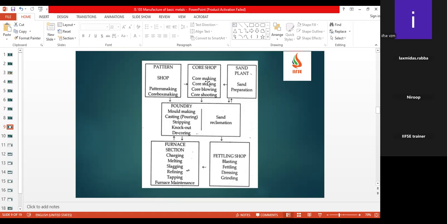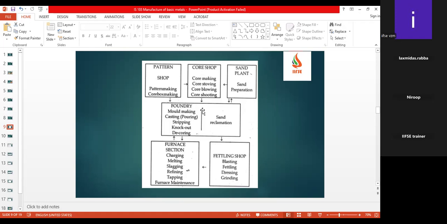For example, if you take any small valve, like you see in our home also, the hollow section within the valve, we call it the core. When I say pattern, the outer part of the valve which you are physically seeing, that is the pattern. Then sand plant, sand preparation. Basically they use sand for creating these patterns where we pour the molten metal to get a desired shape.